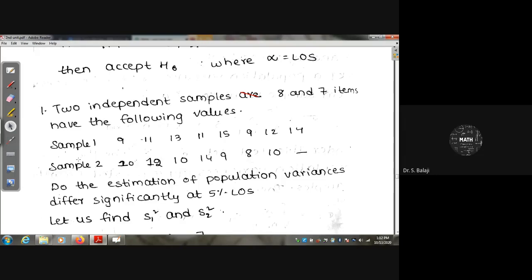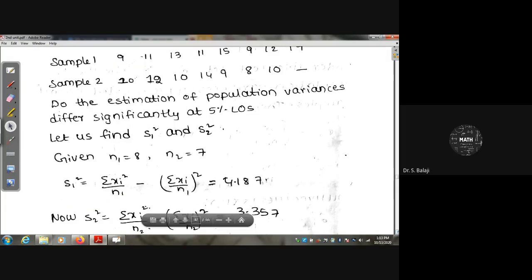From this sample data, we are going to estimate the population variances, and you have to calculate whether the population variances are significantly different or not. Only values are given here. From these values, you have to identify S1 square and S2 square, which you can easily identify here.